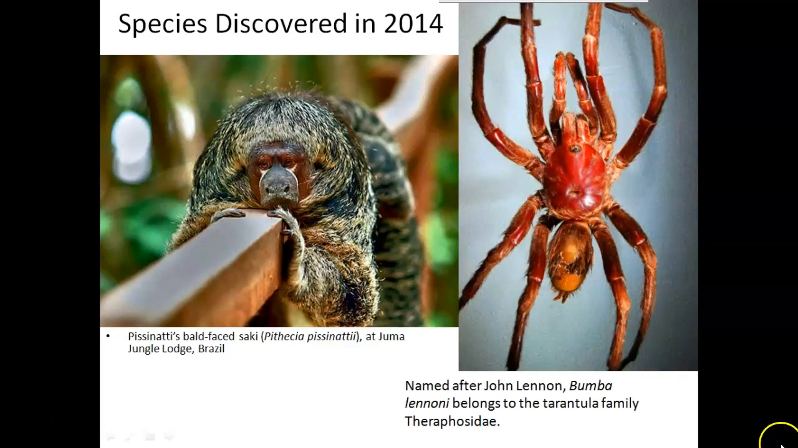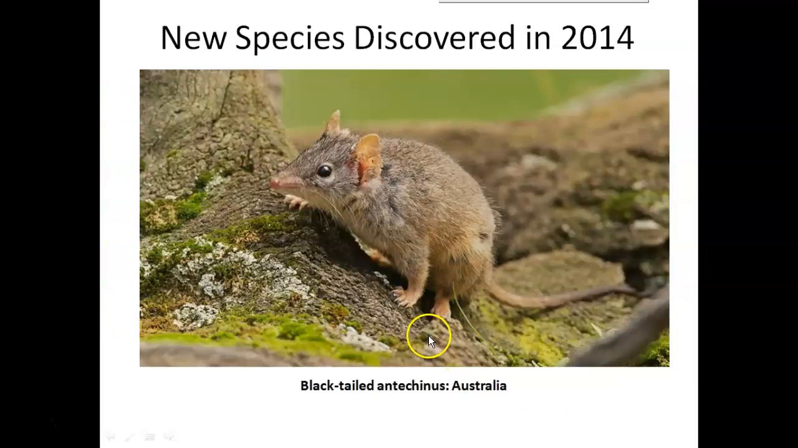So when you look at this tarantula, the Lennoni part refers to Lennon. So John Lennon was the scientist's favorite musical artist at the time, so that's why he named a tarantula after him. Guess that's nice? I don't know. Depends if you like tarantulas or not.